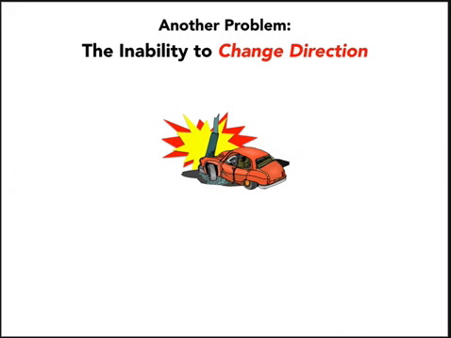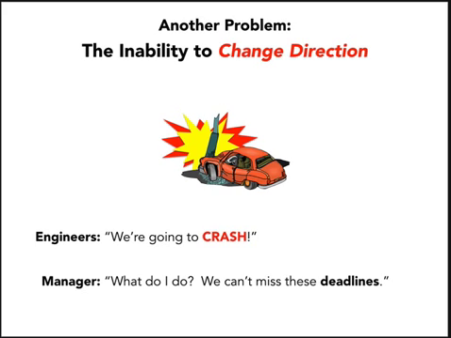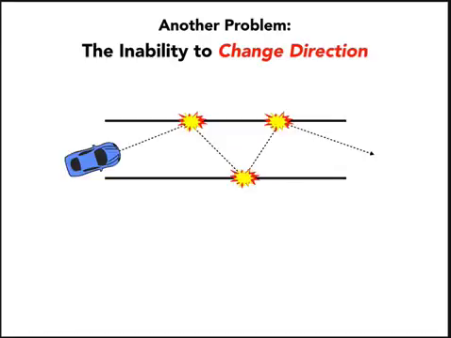If you watch what happens right before a project crashes into the wall, everyone usually knows there's a problem. The engineers are like, we're going to crash. And management's like, what do I do? We can't miss these deadlines. Even when the pain is really obvious, we still get stuck in this pattern of organizational deadlock where nobody can change direction. And so we crash the car and have to build a whole new car just so we can continue driving.